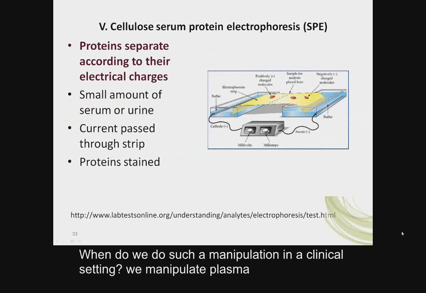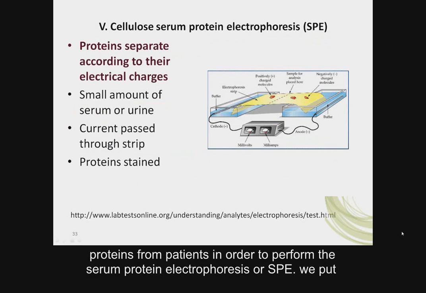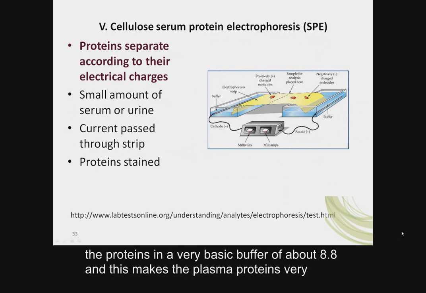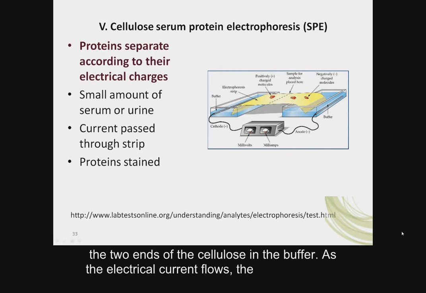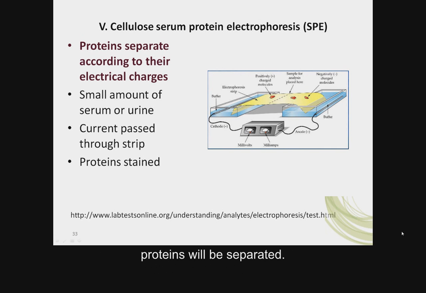When do we do such a manipulation in a clinical setting? We manipulate plasma proteins from patients in order to perform the serum protein electrophoresis, or SPE. We put the proteins in a very basic buffer of about 8.8, and this makes the plasma proteins very negative. We put them on a piece of nitrocellulose, and we apply an electrical current. We will put the two ends of the cellulose in the buffer, and as the electrical current flows, the proteins will be separated.